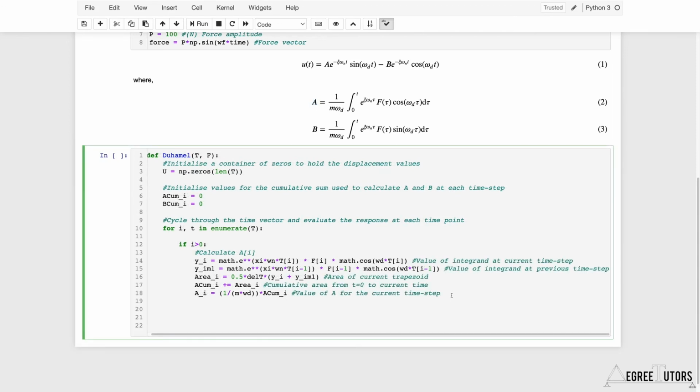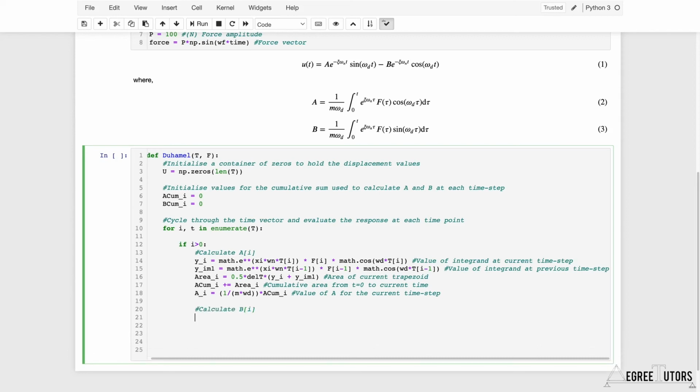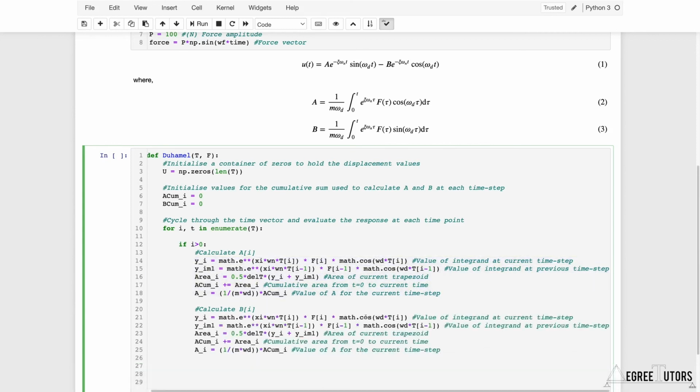Now we've got to basically repeat the exact same thing, but just do it for B, right? So we'll say calculate B for the current time step. And essentially, I can copy down pretty much all of this. The only thing that changes is this needs to be sine, and this needs to be sine. Obviously, we're dealing with B now, so that can be B, this can be B. Change our note to say B, and that should be it.